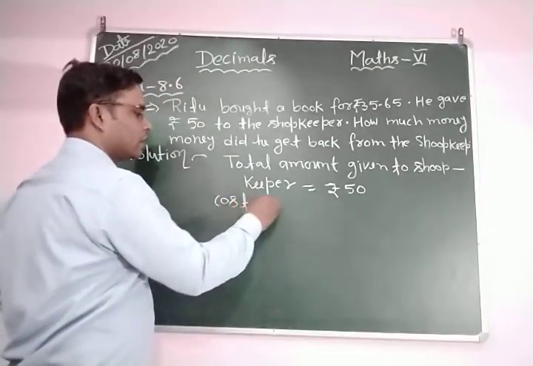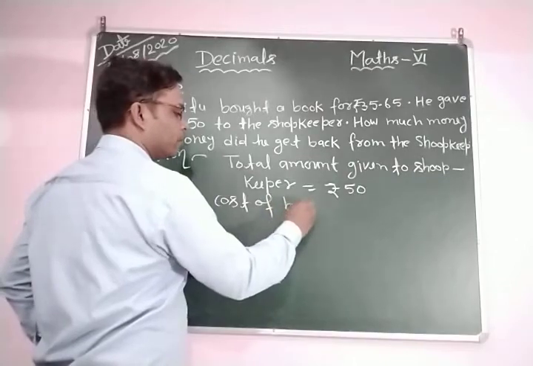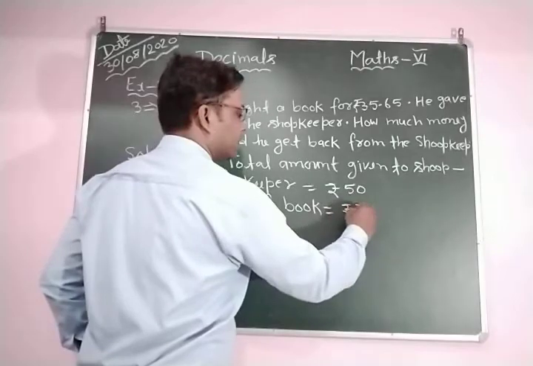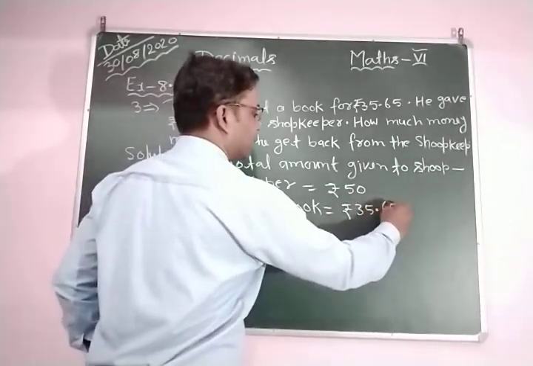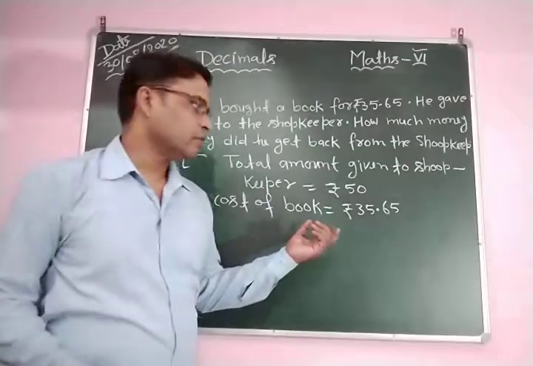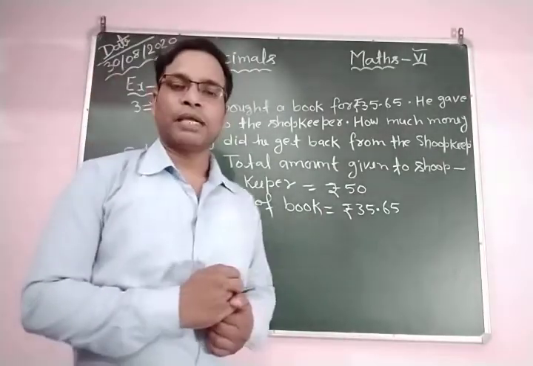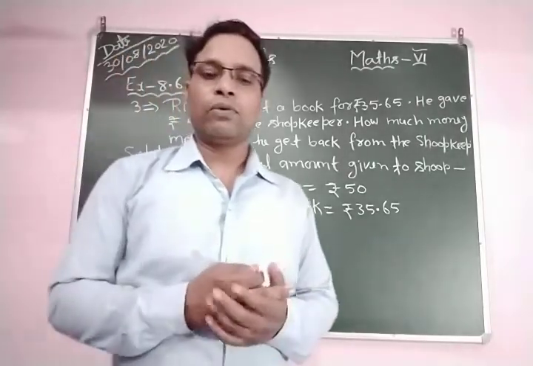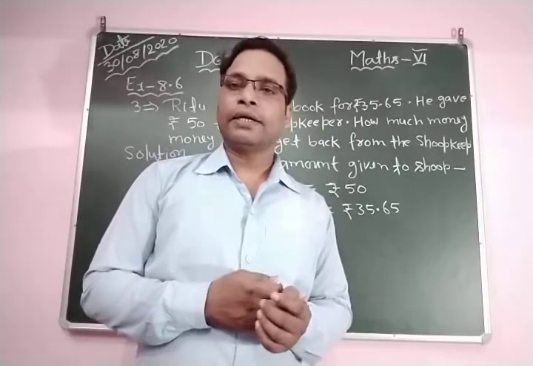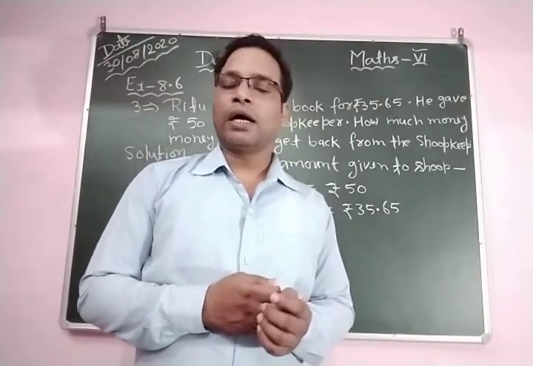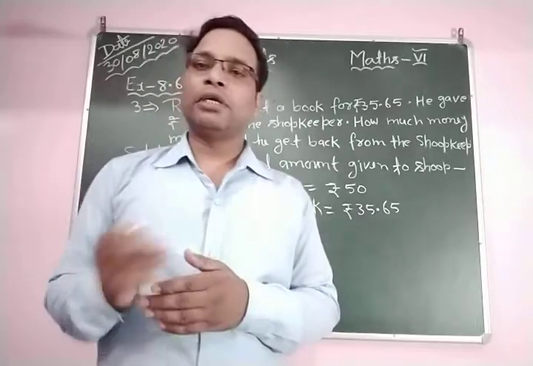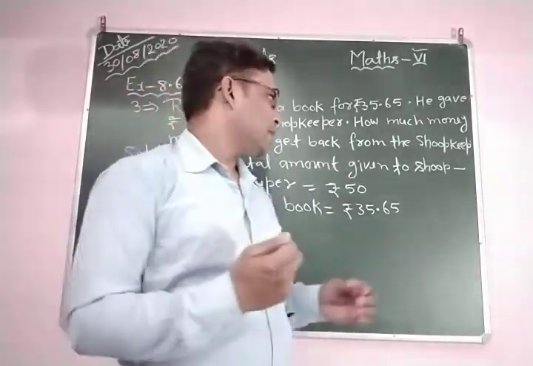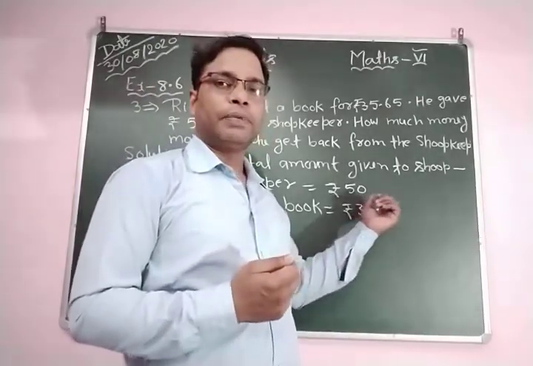Cost of book is equal to rupees 35.65. The cost of one book is 35.65 rupees. So we need to find what amount is left, or what amount is returned by the shopkeeper to Ritu. For this we subtract this amount from 50 rupees.